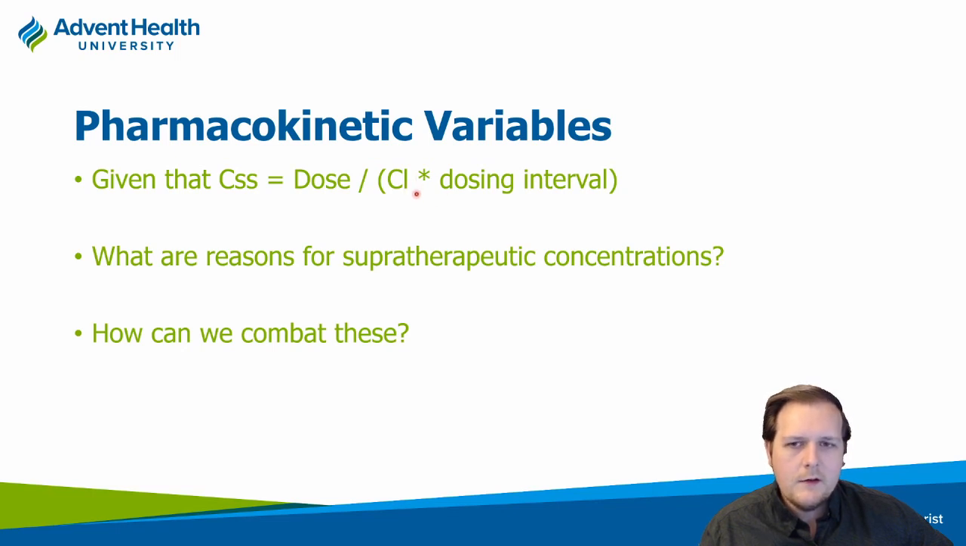Well, if the clearance goes down, then because that's in the denominator, it's going to cause my CSS to go up. That's a big issue, right? We see this quite frequently where patients' renal function will change over time, and that can cause the steady state concentration to be too high, for instance. Or if they're taking it inappropriately, let's say they take it too frequently, decreasing this dosing interval. Say you told them to take it every 24 hours, and they thought it was every 12 hours. That could then also cause these supratherapeutic concentrations.